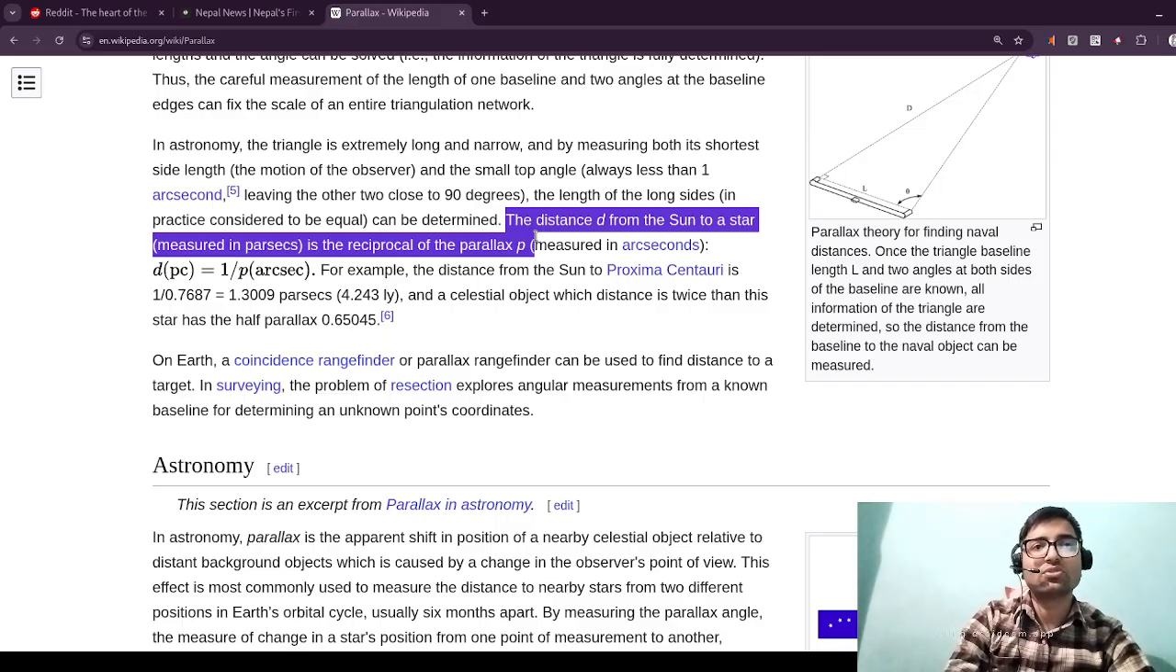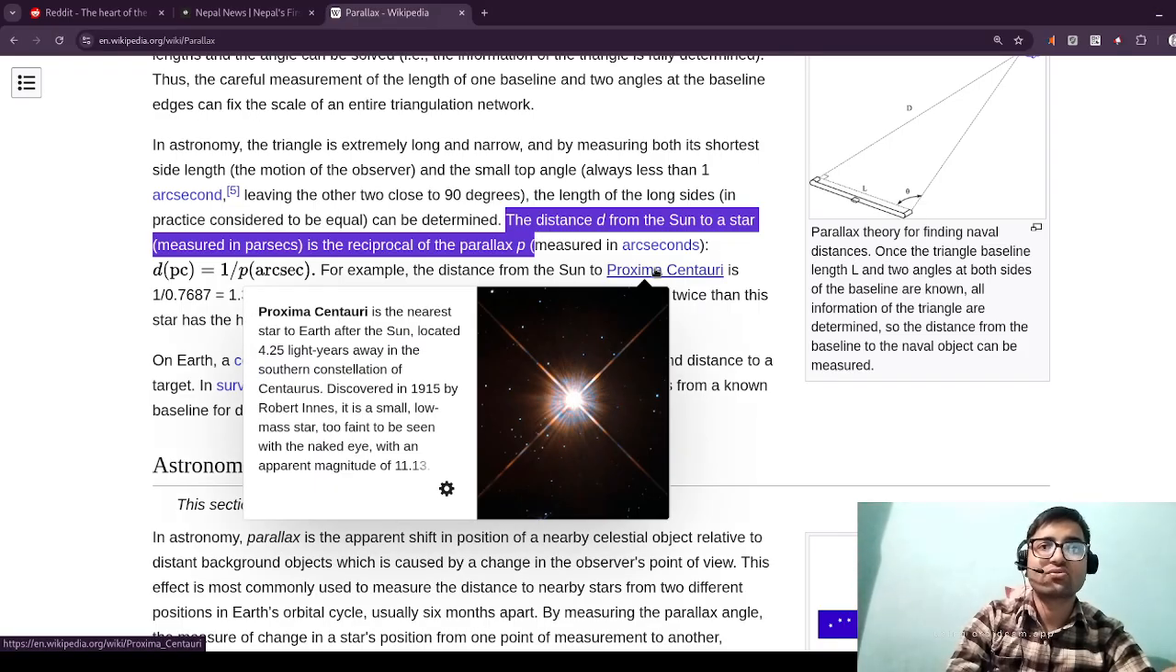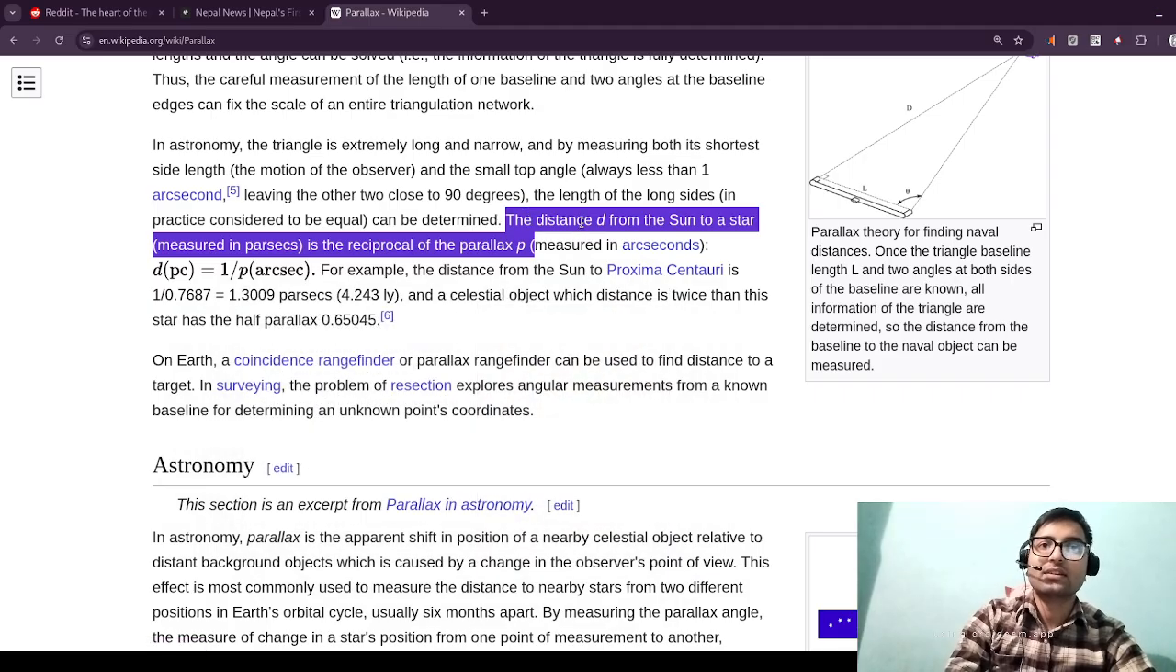For example, the distance from the Sun to Proxima Centauri, the nearest star to the Earth after the Sun, located 4.25 light years away, is 1 divided by 0.67687, which equals 1.3009 parsecs. That is 4.243 light years. And a celestial object whose distance is twice that of this star has a parallax of 0.6505.